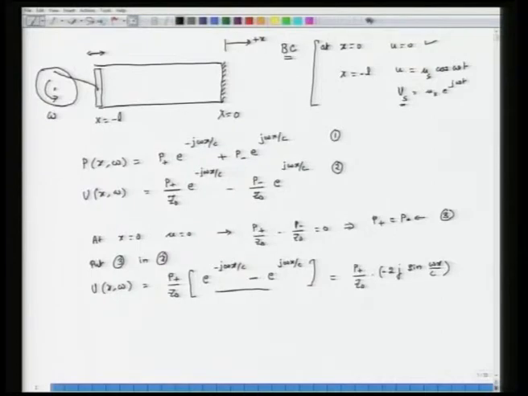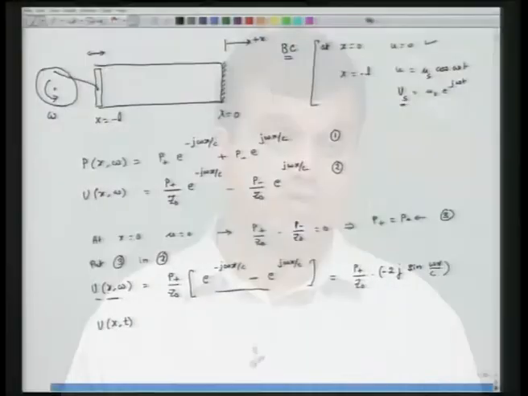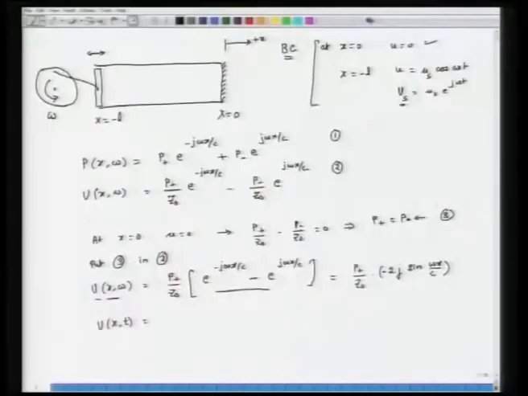So, if I have to write u as a function of x and t, earlier I was just writing down the complex amplitude part. So, now I know that complex velocity depends on x and time. So, that equals real of minus 2 p plus over z naught times j sin omega x over c times e to the j omega t. So, now we know.